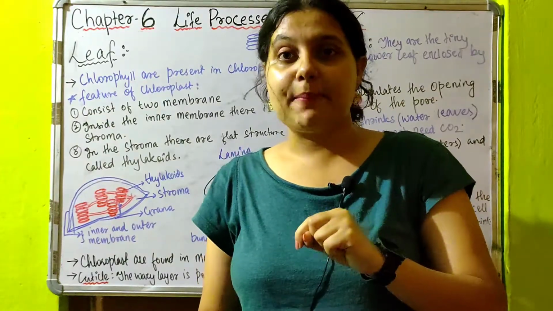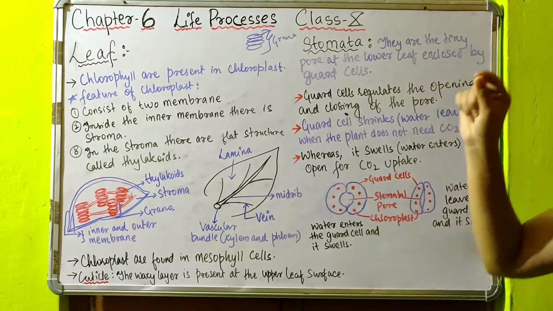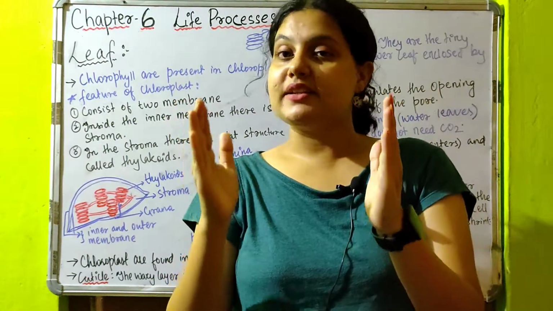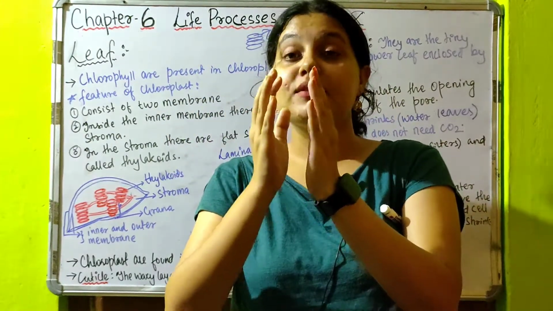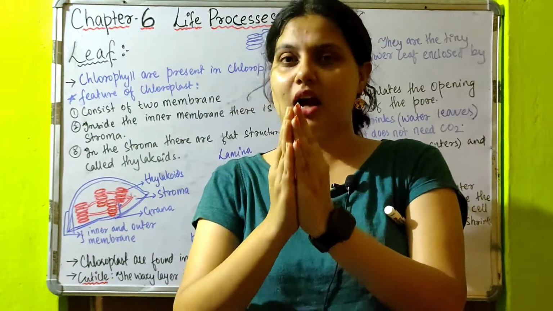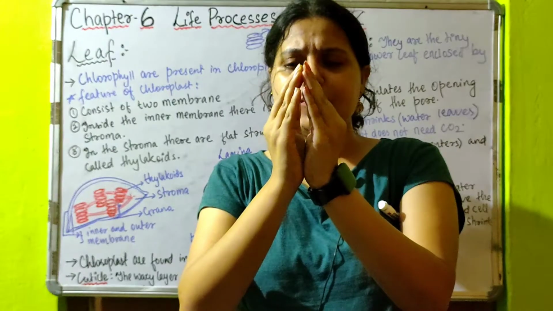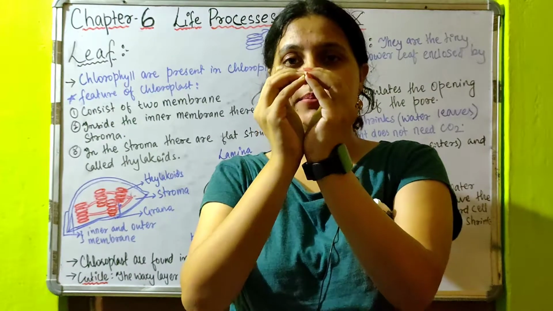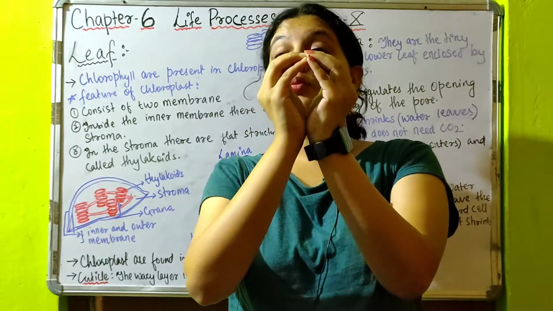At that time, what happens in the guard cell? Let's see that. The guard cell shrinks. For example, two palms of mine, consider them the guard cells. Whenever the guard cell swells up, what happens? The water will enter the guard cell. If water enters the guard cell, it will tend to swell, and if it swells, then slowly and slowly it becomes like this. So there is a pore, right? This is the opening of the stomata.